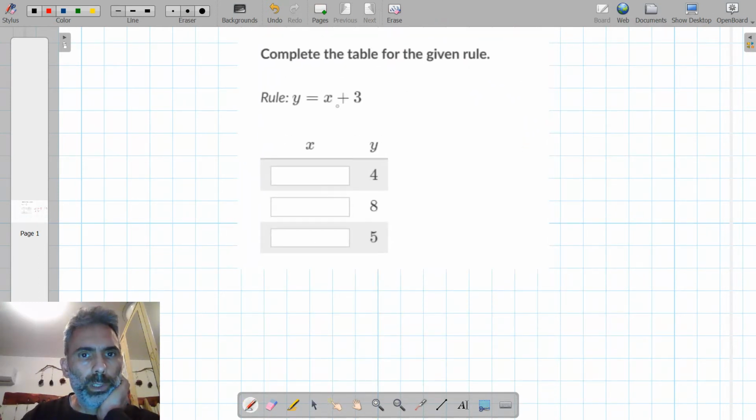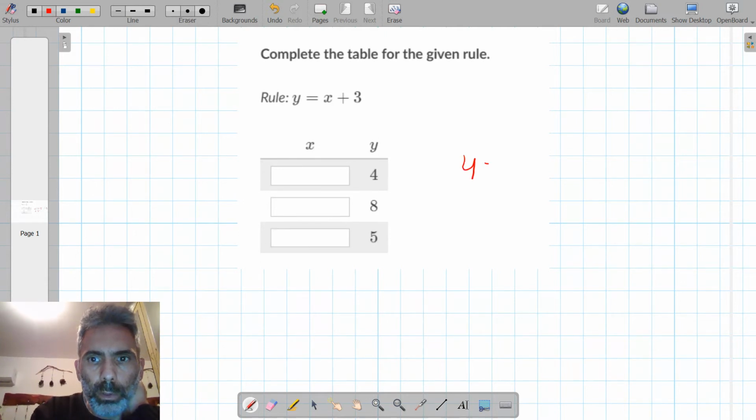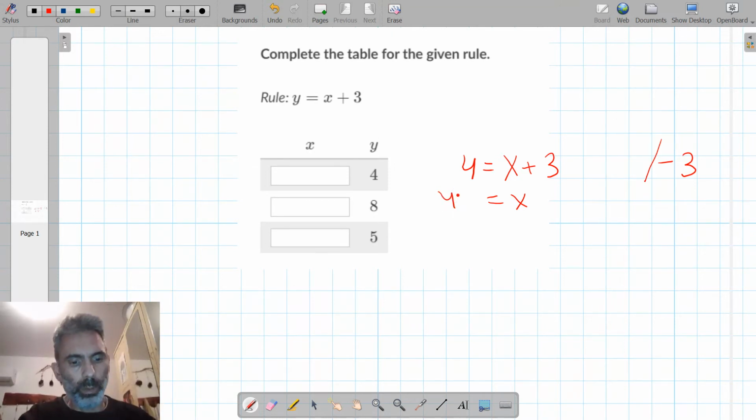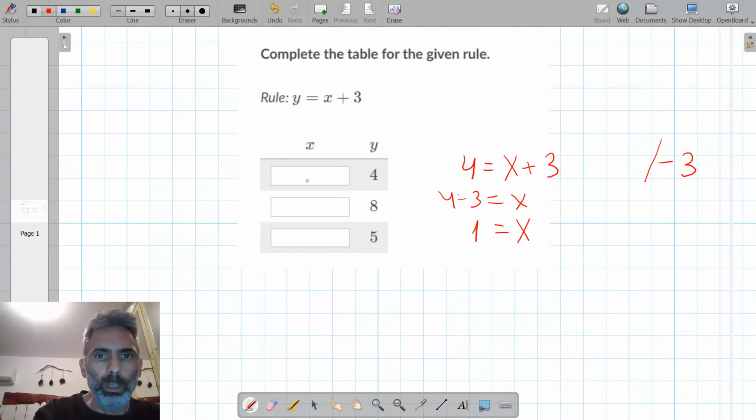Complete the table for the given rule. The rule is y equals x plus 3. So here we know the value of y, so 4 equals x plus 3, which means that to isolate the x we need to subtract 3 from both sides of the equation. So here we are left with x, and here we are left with 4 minus 3, which is 1. So here x equals 1.